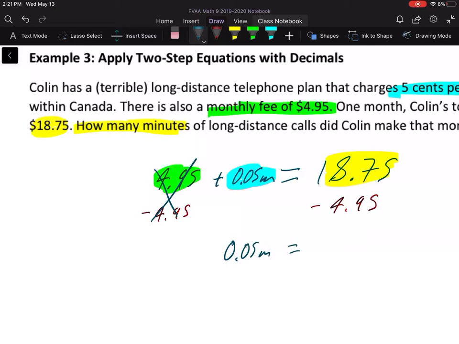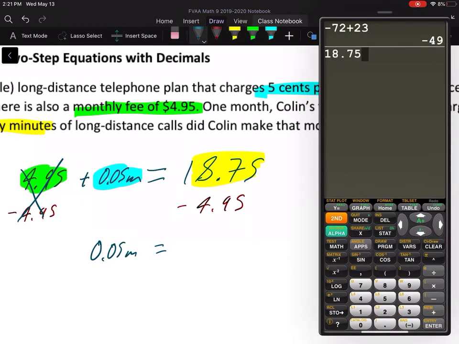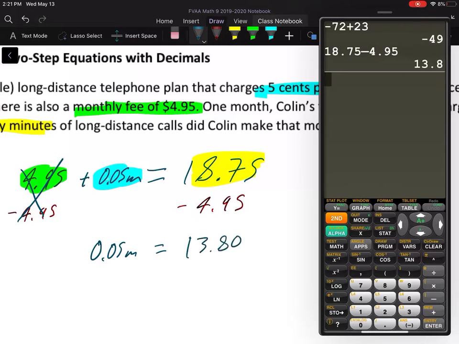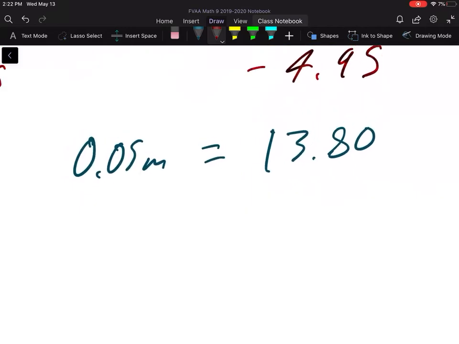M is equal to 18.75 minus 4.95. So then only $13.80 was because of his phone calls. Okay, $4.95 was that regular monthly fee. All right, last step. Because it's 0.05 times m, I'm going to divide both sides by 0.05.